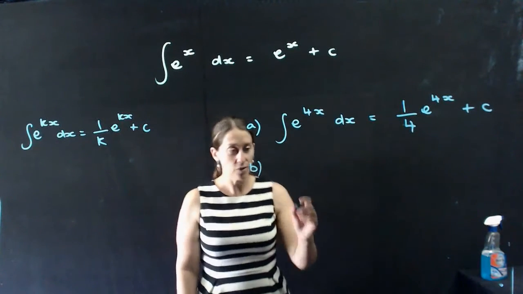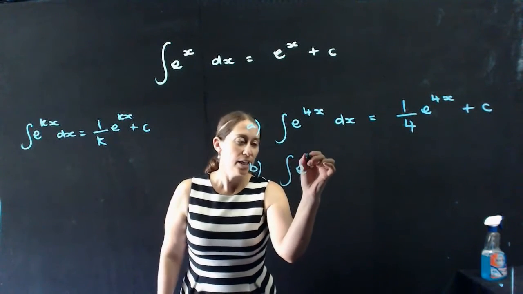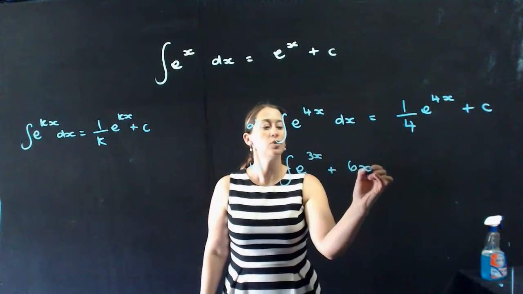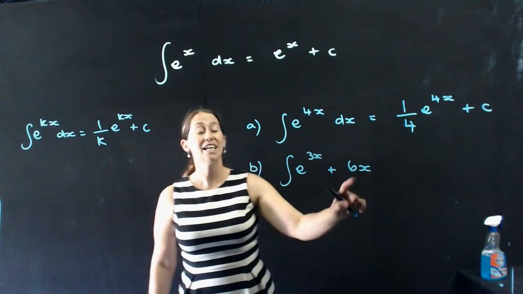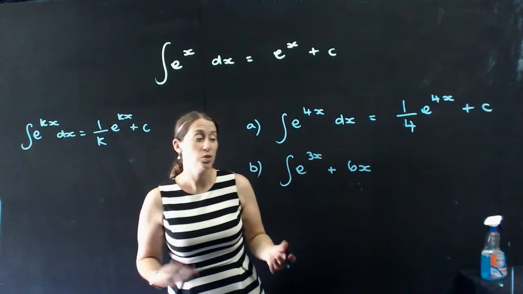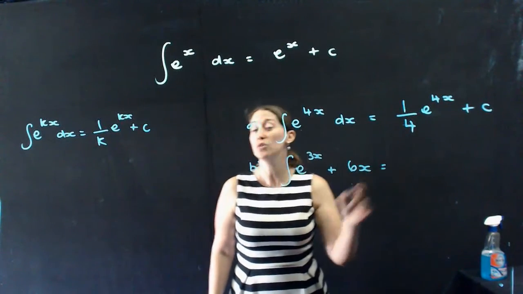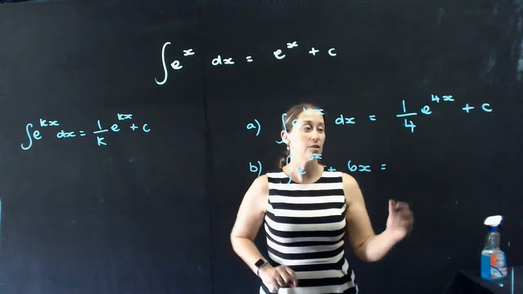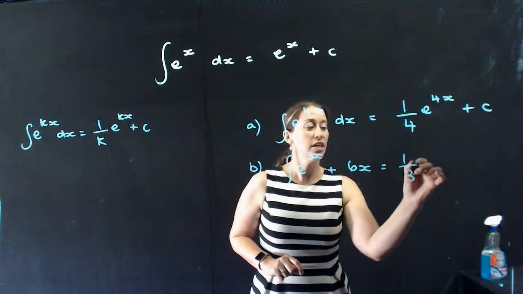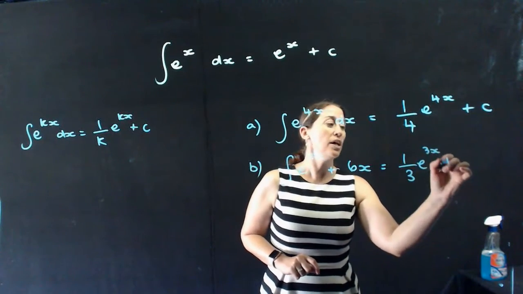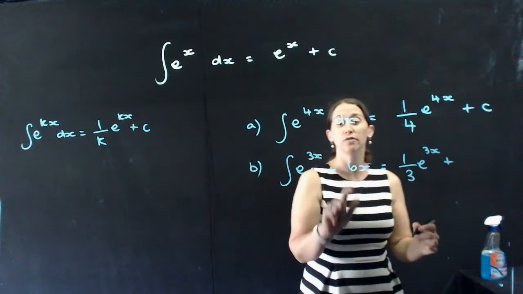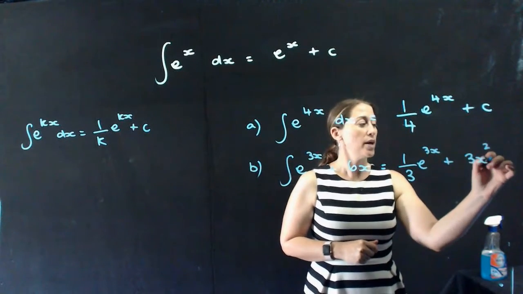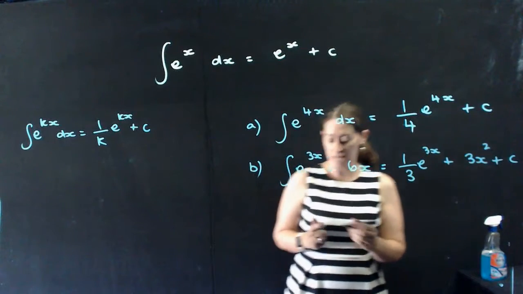All right, let's do another example. Let's write one down. We're going to integrate e to the 3x plus 6x. So we've got a special function here, and then this is just part of a polynomial, this tiny bit here. So we just use our basic rules of integration for this. Again, k is 3, so we get 1/3 e to the 3x plus, and then 6x squared over 2. 6 over 2 is 3, so we get plus 3x squared, and then plus that c on the end.